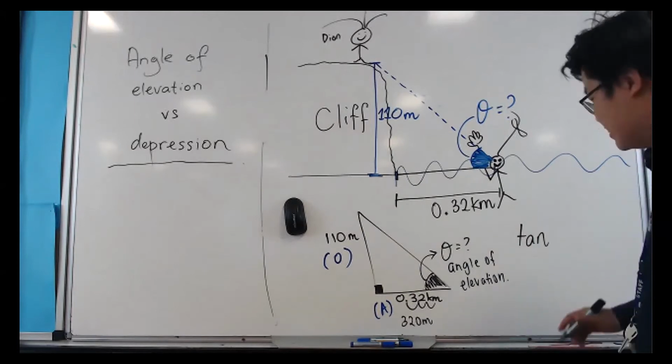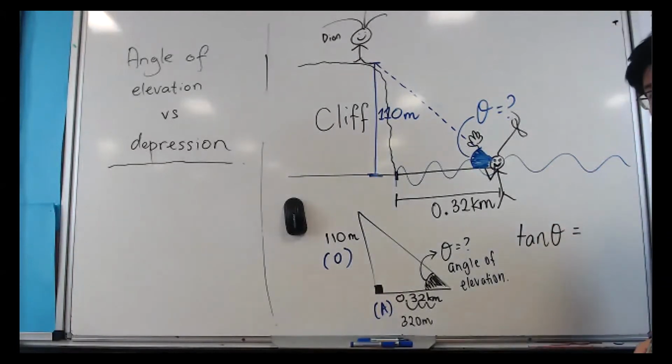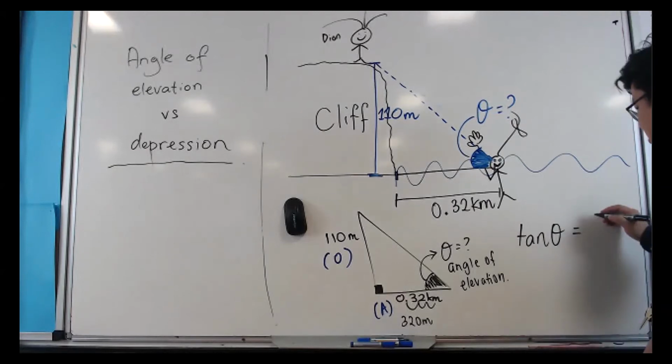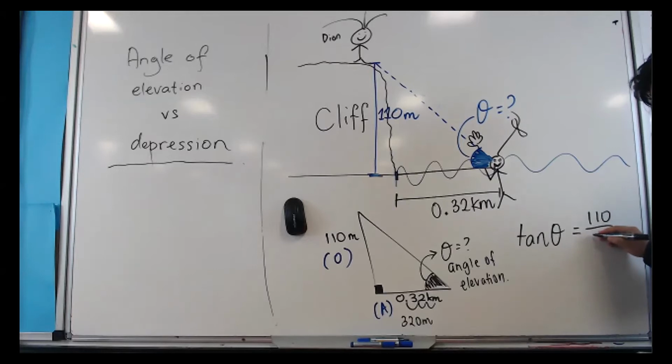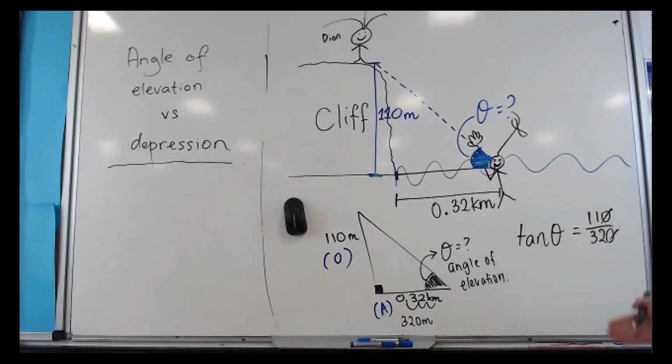Theta. Tangent theta equals 110 over 320. Now, immediately I see zeros there, so I'm going to simplify straight away. Are you following? 110 over 320: I see zeros on top and zeros on the bottom, so simplify. Now, tangent theta equals 11 over 32.